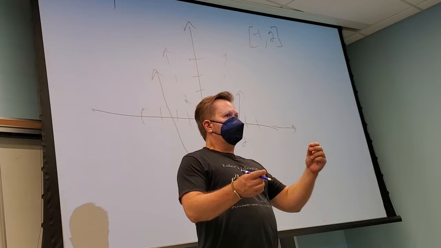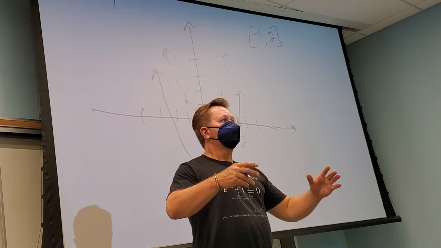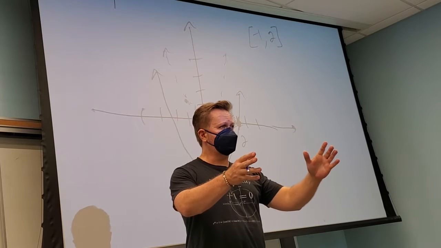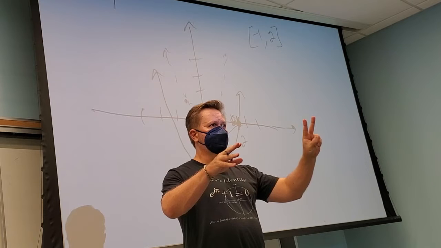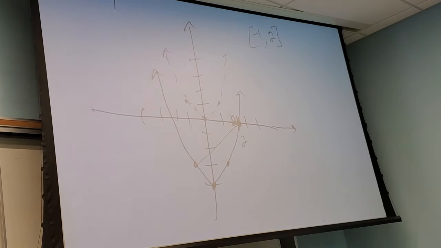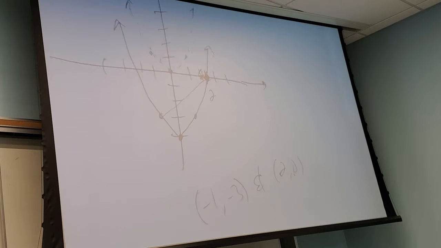So what do I need to be able to find to get the answer? What do you need to get the slope? 2 points. Don't we have the 2 points? What are the 2 points? -1, -3, 2, 0. Awesome.